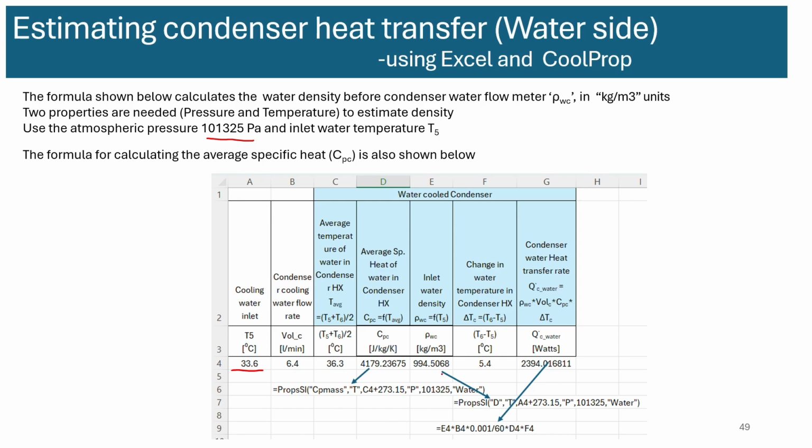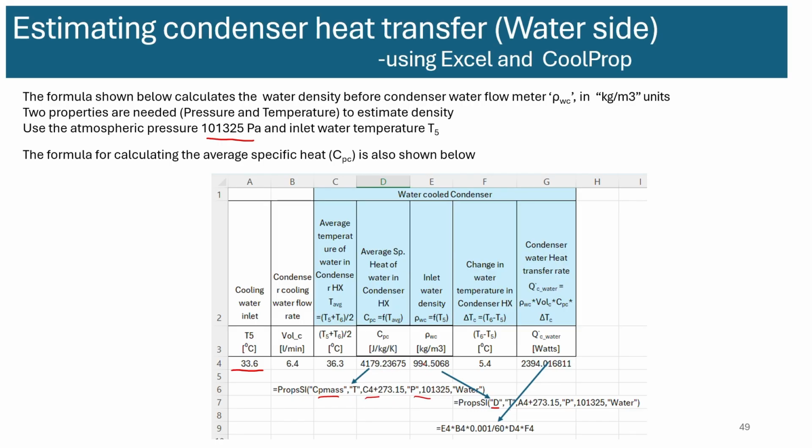If you look at the formula for density, you have D here, which outputs the density value, and the temperature is A4, which is the cooling water inlet, converted into kelvins, and then a pressure of 101325 pascals for water. And the Cp is for an average temperature, C4, which is the average between T5 and T6. So the temperature is the average temperature and the pressure is the same, and the output parameter is Cp mass. That way we get these two properties.